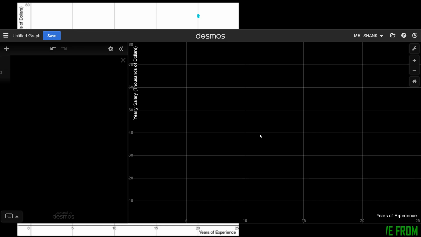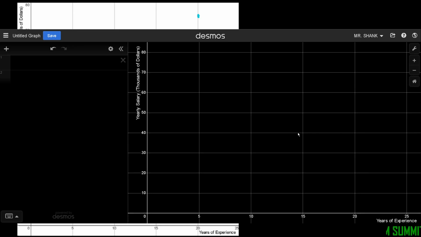So now that you have your graph set up, I'm going to zoom out a little bit so that it fits it all in there. And now we have our matching picture. And so what we can do is we can start typing in what those ordered pairs are going to be. So I'm going to say I have 0,25, and it graphs it out for us.